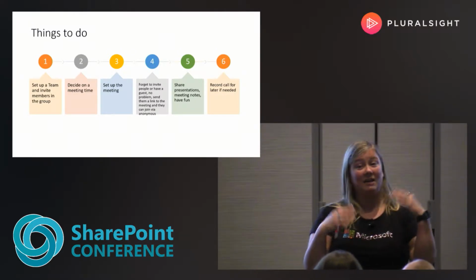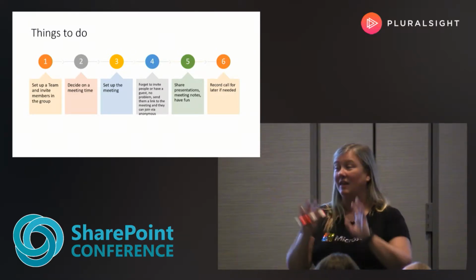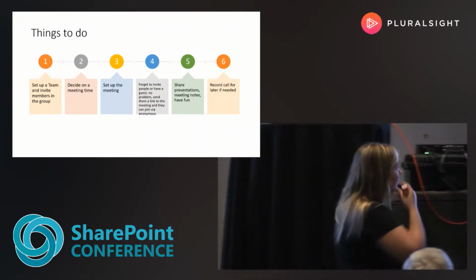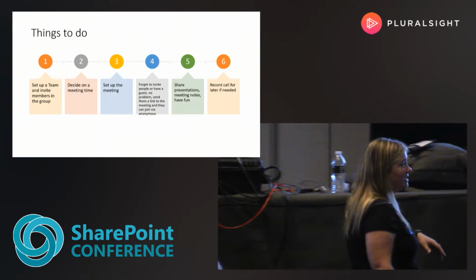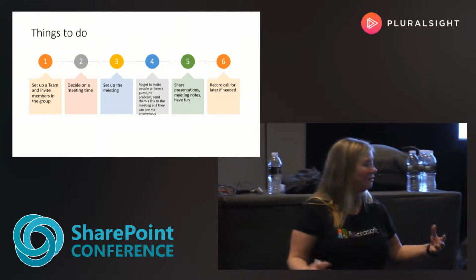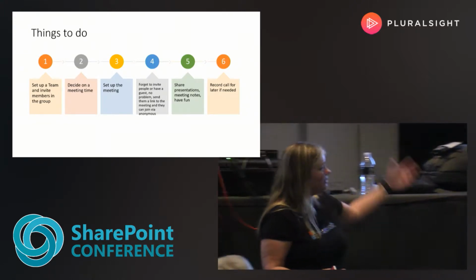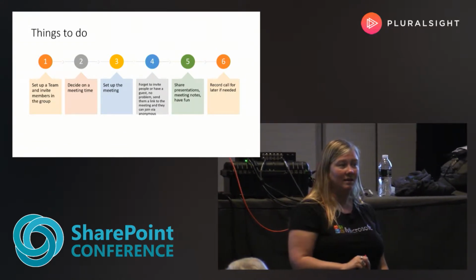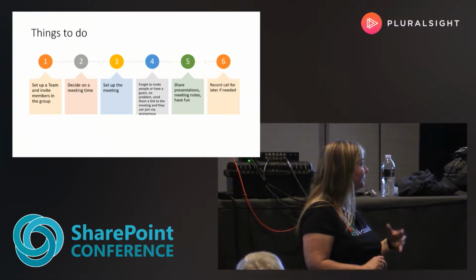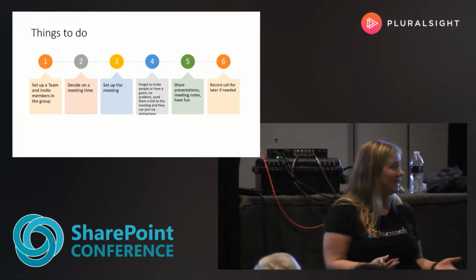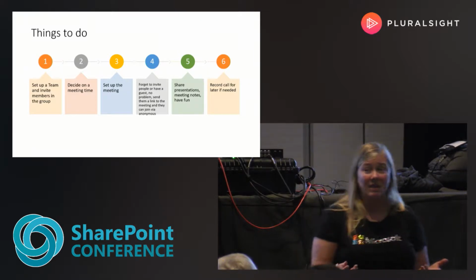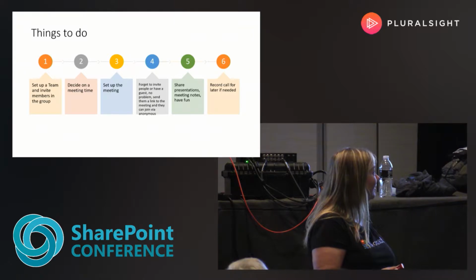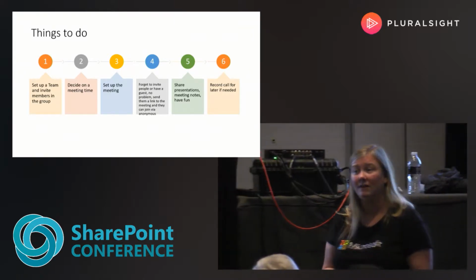They don't get to see any of the conversations that you're having. They don't see the files in any of the channels. They just are on that call with you. So decide on a meeting time. You set up the meeting just like you would in Outlook. If you forget to invite someone, you can give them guest access. Just give them that link, and they can join anonymously. You can share presentations from within that, take some meeting notes, have some fun, connect with each other, be productive, and then you can also record the call for later if you need to.